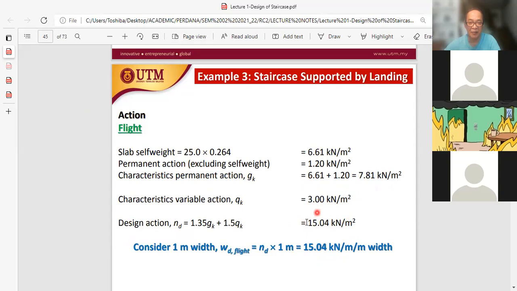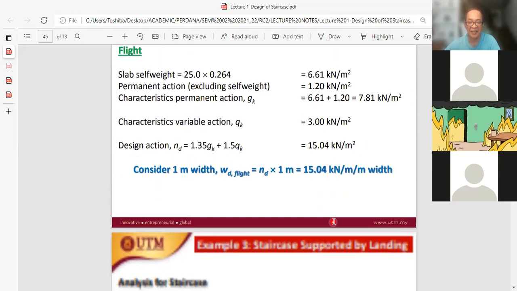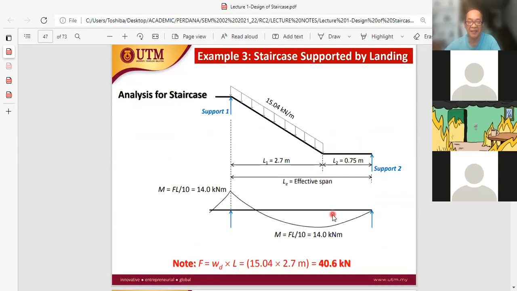Now this is the loading from the staircase. And from the staircase, this is the case. This is the loading. This is what is entered, 15.1 or approximately 15. This is the loading, up to this level. Then we calculate what this reaction is. This reaction will then be added to our landing.